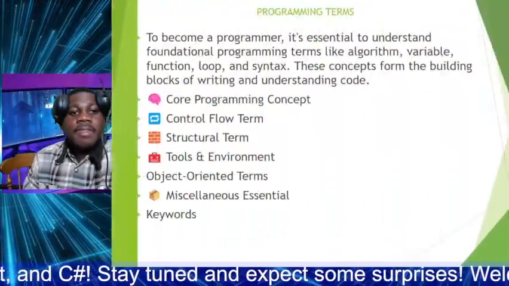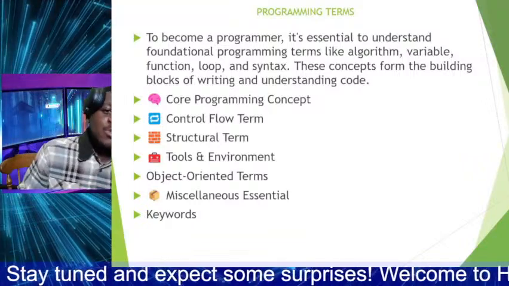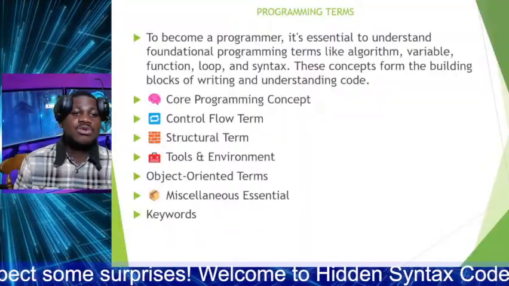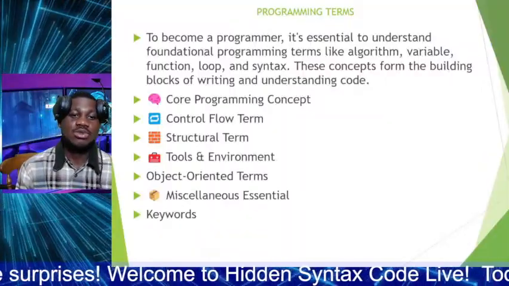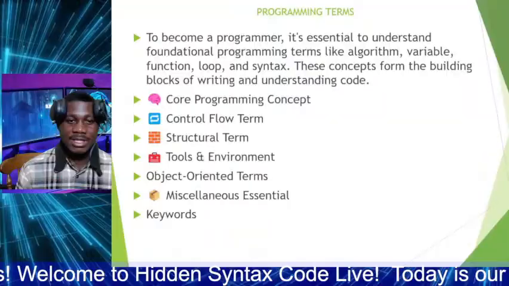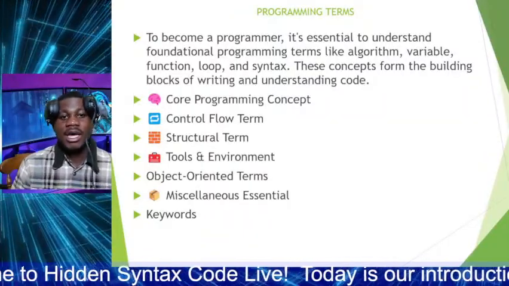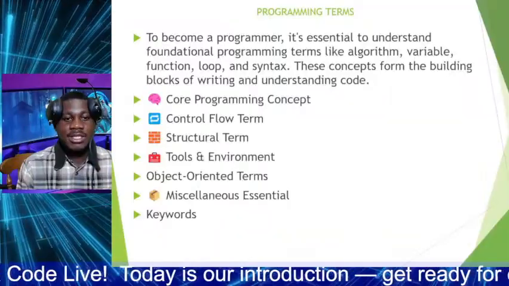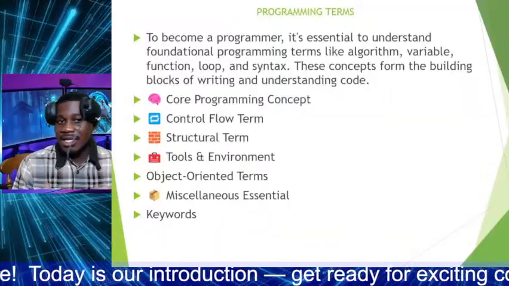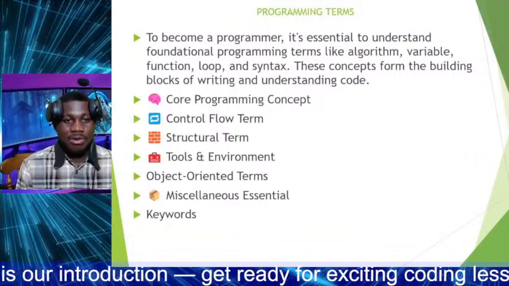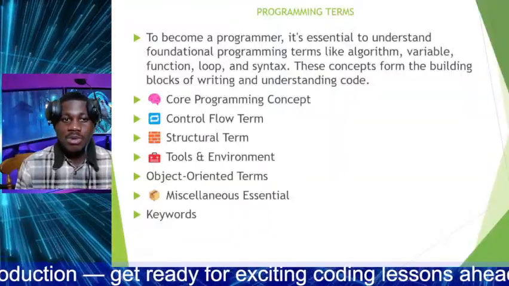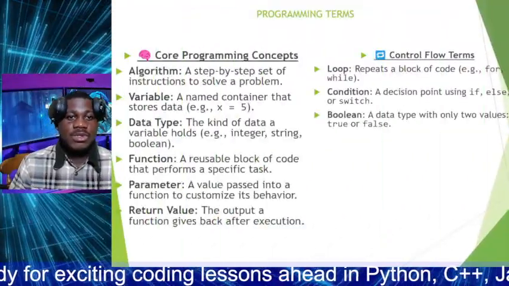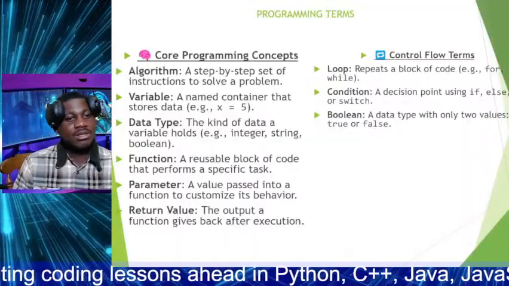So let's proceed. Before you start, let's try to understand some programming terms. For you to become a programmer, there are some terms you must understand: core programming concepts, control flow terms, structure terms, tools and environment, object-oriented terms, and miscellaneous essentials and keywords. These are the terms you must understand whilst you want to start programming.